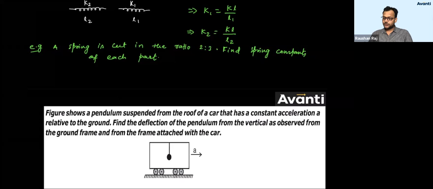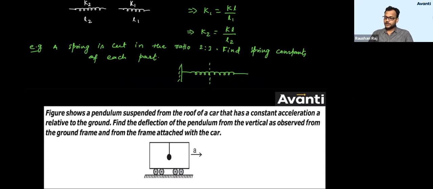Okay, so if I draw the diagram, it is cut from, let's say, here. Initially the spring constant is K and length is L. Tell me the answer.